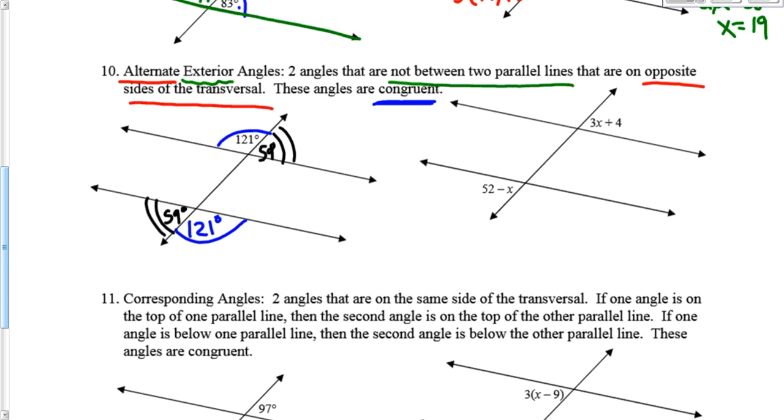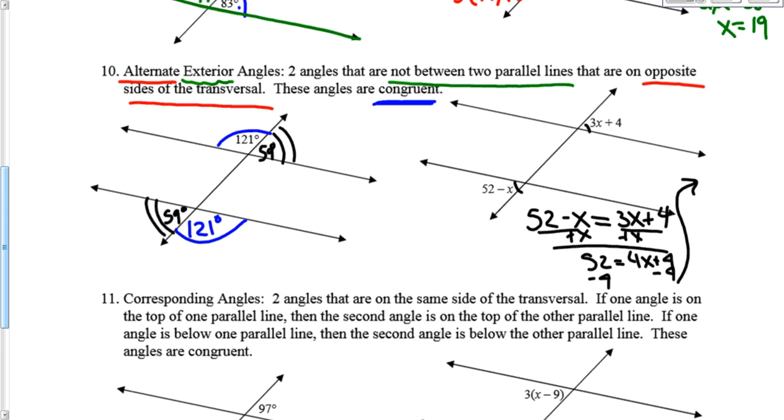So let's come over here and set up our equation. Once again, they're equal to each other. So 52 minus x is equal to 3x plus 4. And it does not matter which one is on which side of the equal sign. Okay? All right, so I'm going to go ahead and add x. I get 52 is equal to 4x plus 4. I'm going to subtract 4. Bring it over here. I'm going to get 48 is equal to 4x. Divide both sides by 4, and I get x is equal to 12.